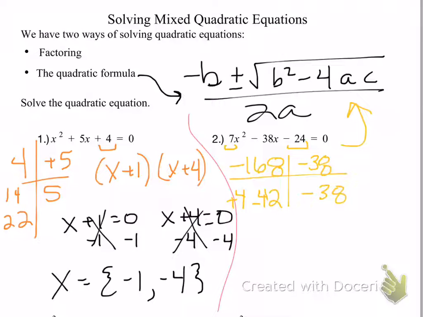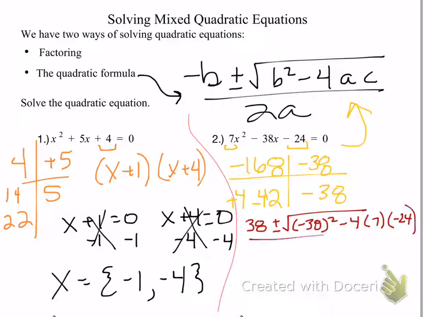So I'm going to go ahead and do the quadratic formula. So we know that my b is negative 38, but a negative times a negative gets us a positive. So that's 38 plus or minus radical negative 38 squared minus 4 times a, which is 7, times c, which is negative 24. And that's all over 2 times a, which is 7. Ooh, running out of room here. So we've got 38.